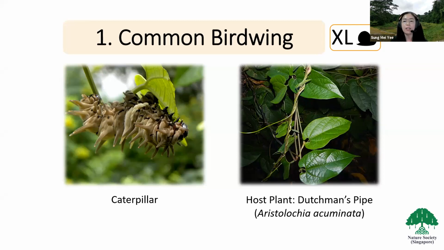And here you see the caterpillar of the common birdwing. Its host plant is actually the Dutchman's pipe, which I have mentioned. They grow naturally in our forests, but we also cultivate them in our urban areas, our parks and gardens, in order to promote the growth of the common birdwing. The common birdwing is actually vulnerable in Singapore. It's threatened because it's hard to find its host plant. That is why it's important for us to plant it.